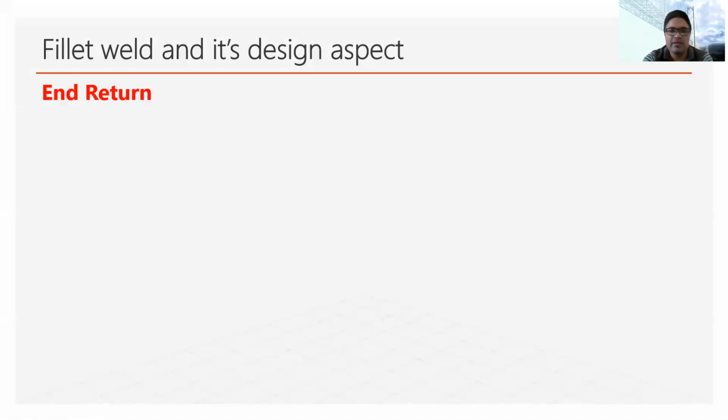Hello, welcome back. In the previous part, I discussed the design aspect of the fillet weld, and we used some terms that are used in the fillet weld: the size of weld, the throat thickness and the effective length of weld. These three terms are generally used in our calculation. Now we will discuss some new terms.